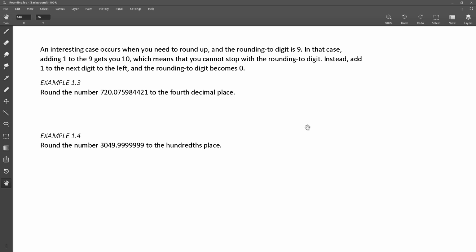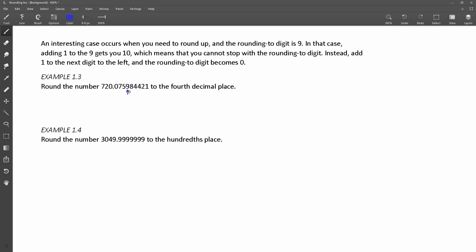So taking a look at example 1.3, round the number 720.0759844421 to the fourth decimal place. So the fourth decimal place has a 9 in it, and we look 1 to the right. In our rounding algorithm, we have to look at the digit directly to the right, which is an 8. That 8 is 5 or more.